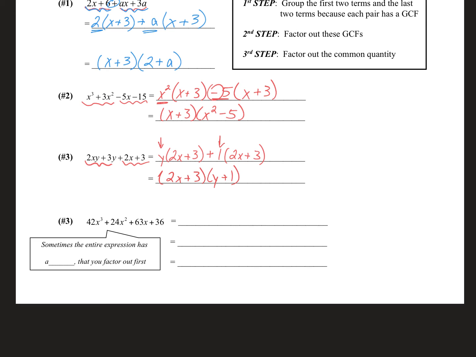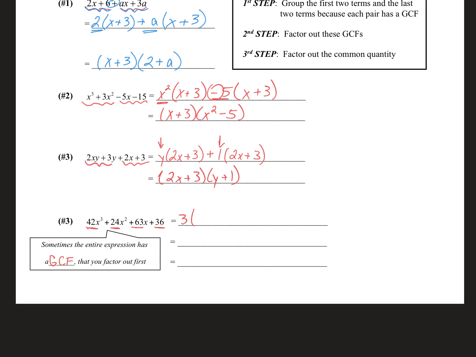All right, last example. It looks kind of messy. We're dealing with some bigger numbers here, but before we do factoring by grouping, we can actually take out the greatest common factor from this entire polynomial. Sometimes the entire expression has a greatest common factor, and we can take that out before we try to factor by grouping. So let's look at 42, 24, 63, 36. If you don't see it right away, even though it might be tedious, maybe list out some of the factors. If we do that, we're going to find that the greatest common factor here is just 3.